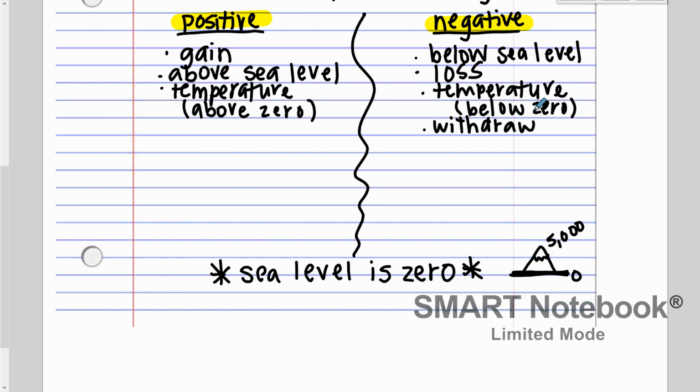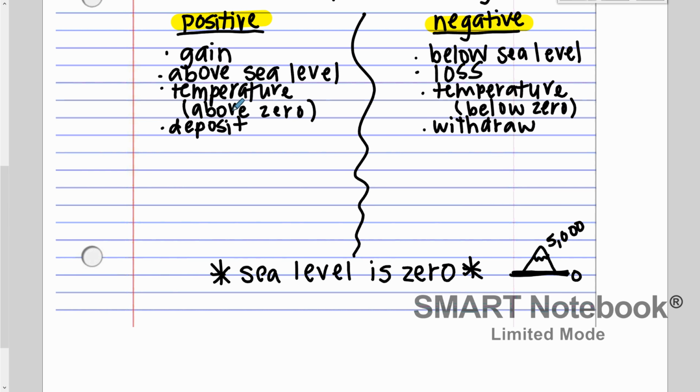However, if you deposit money, deposit means to put in. So if I got a $50 bill from my grandma for Christmas, and I go and put that in my bank account, that's called a deposit. That's going to be adding money to what I already have in my account, so it's a positive number. Let's see. We have above zero. I think that's pretty much it for here.